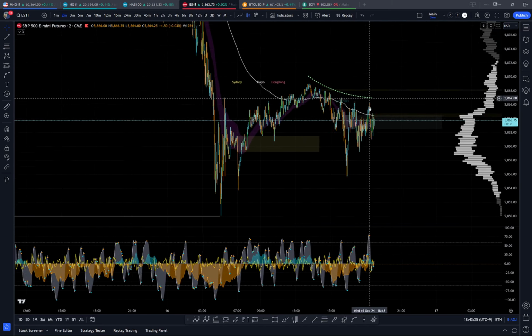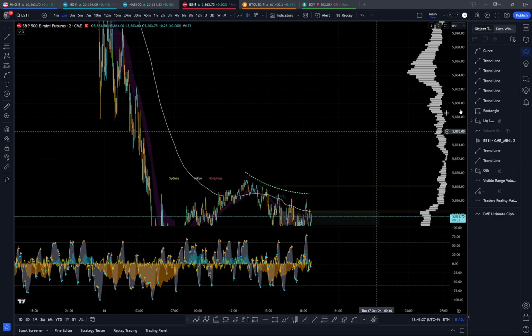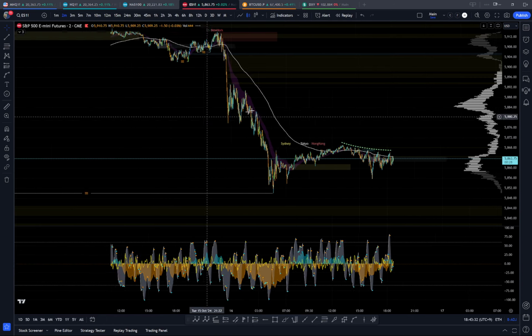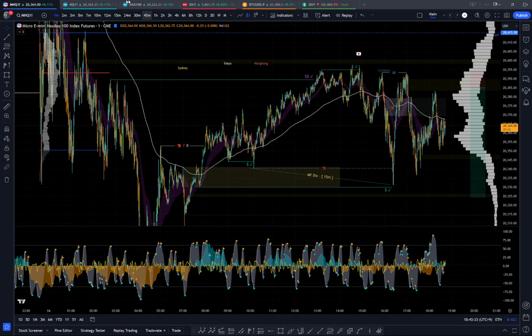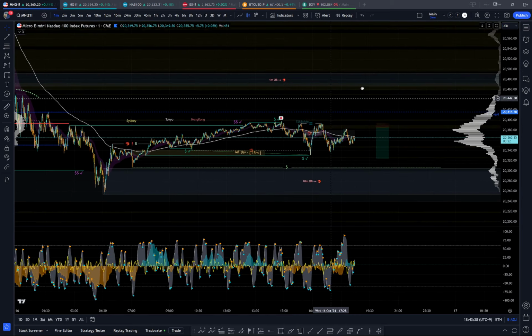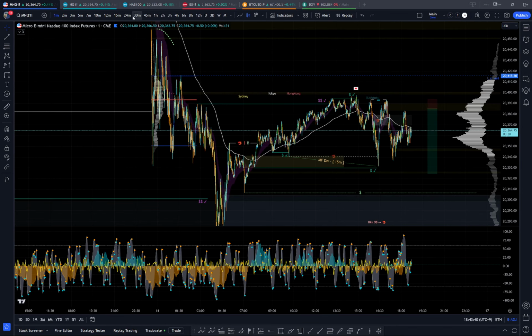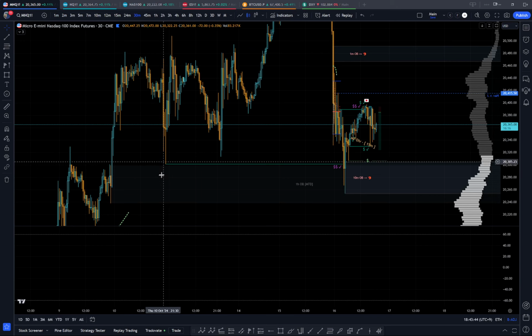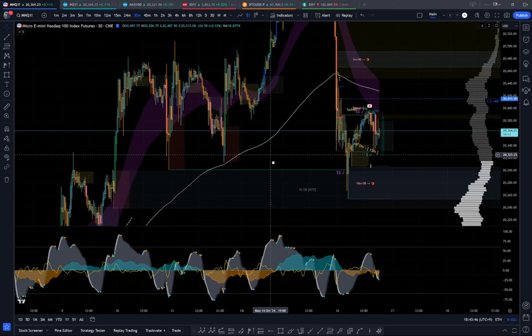And we're able to come up into this structure. Now this consolidation here on the NQ is way closer. We're in it, right? So in the current situation, we've taken liquidity into a notable block.